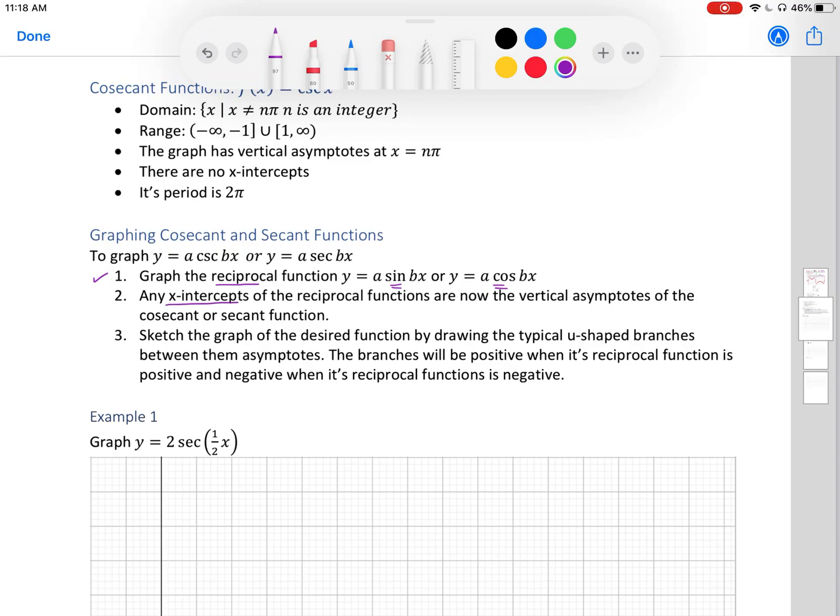Any x-intercepts of the reciprocal function are now vertical asymptotes of the cosecant or secant function. Sketch the graph of the desired function by drawing typical U-shaped branches between the asymptotes. The branches will be positive when its reciprocal function is positive and negative when its reciprocal function is negative.